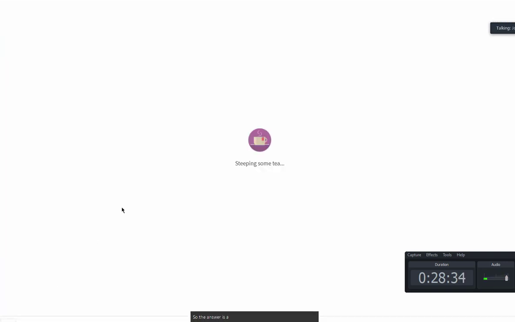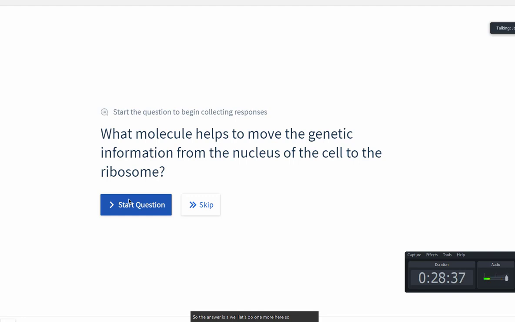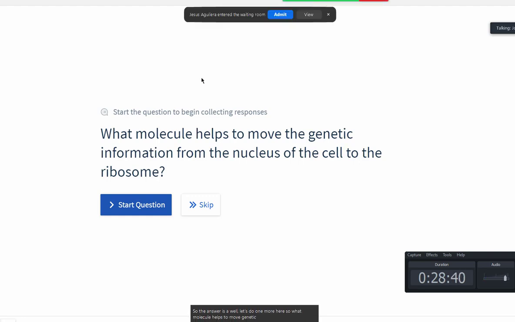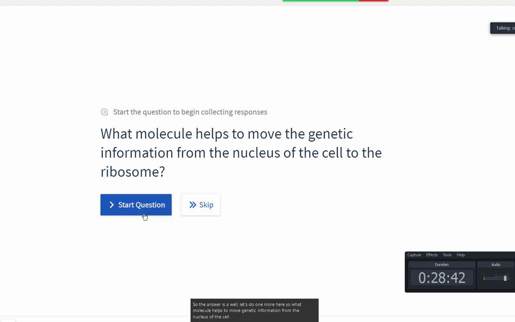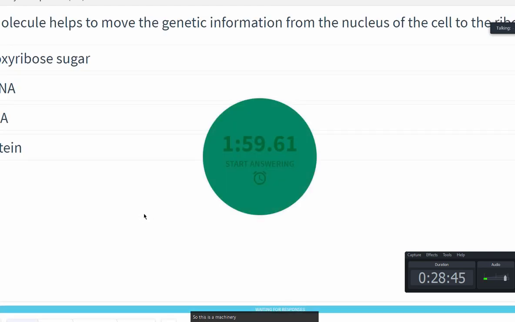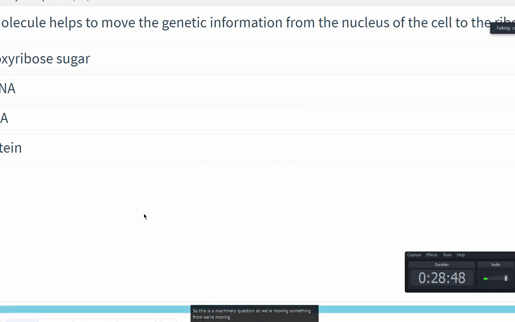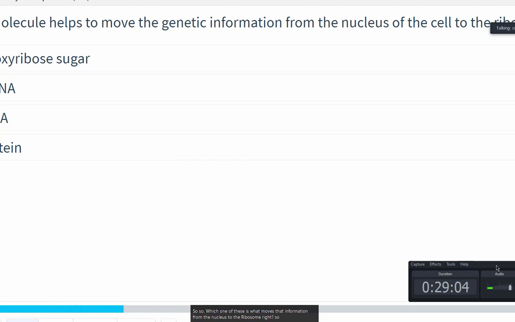All right, let's do one more here. What molecule helps to move genetic information from the nucleus of the cell to the ribosome? This is a machinery question. We're moving that genetic instruction into a message, and then the message into the ribosome for the protein. Which one of these moves that information from the nucleus to the ribosome? Hopefully this one is a little easier. We hit on this one today. I will be right back, folks, and I will give you a chance to answer the question.